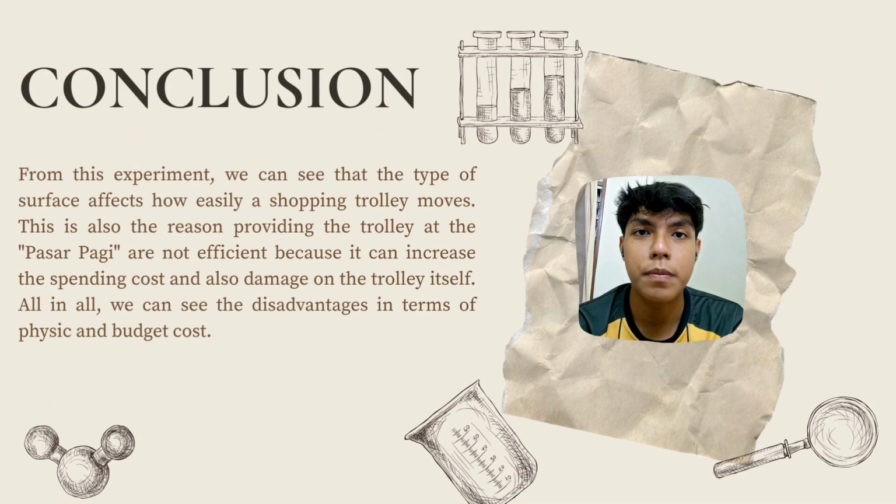From this experiment, we can see that the type of surface affects how easily a shopping trolley moves. This is also the reason providing trolleys at the Pasar Pagi is not efficient, because it can increase the spending cost and also cause damage to the trolley itself. All in all, we can see the disadvantages in terms of physics and budget costs.